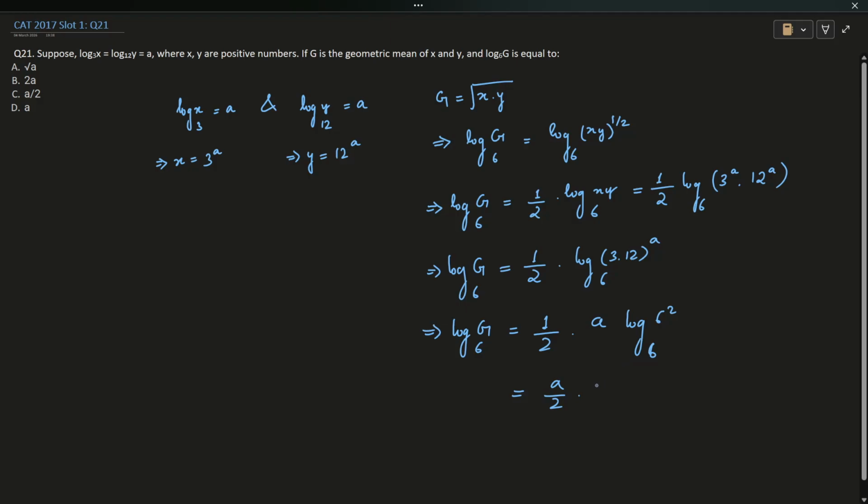Again by properties of log, 2 will come outside as the power, log 6 to the base 6, so it is equal to a into log 6 to the base 6, which is nothing but 1. So the correct answer will be option D. Simple question, properties of logarithm. If you know the properties of logarithm and properties of exponents, you can easily solve this question.